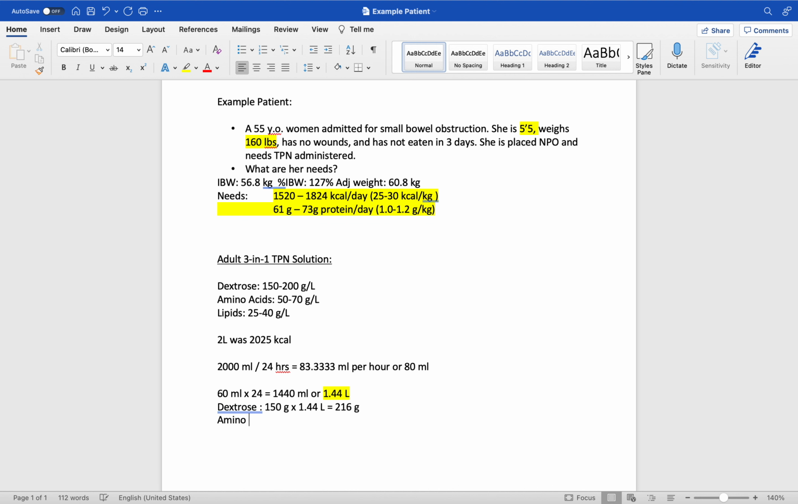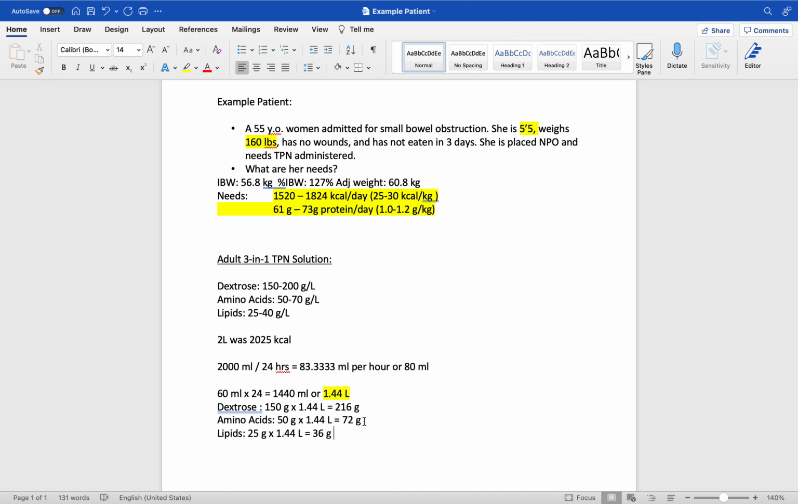So we're going to move on to our amino acids. We're going to just stick to the baseline 50. So 50 grams times 1.44 liters equals 72. So 72 grams of our amino acids or of our protein. Lipids, again, just going to stick to the basic 25. So 25 grams times 1.44 liters equals 36 grams of lipids. Okay.